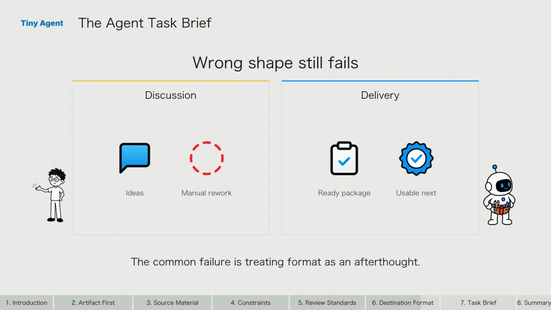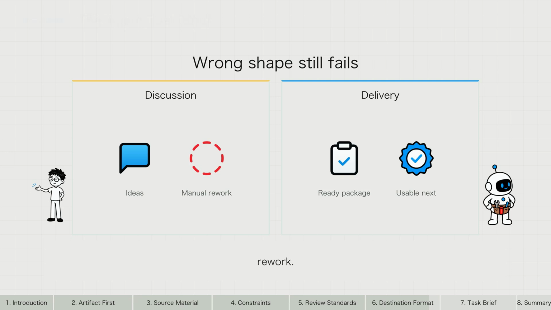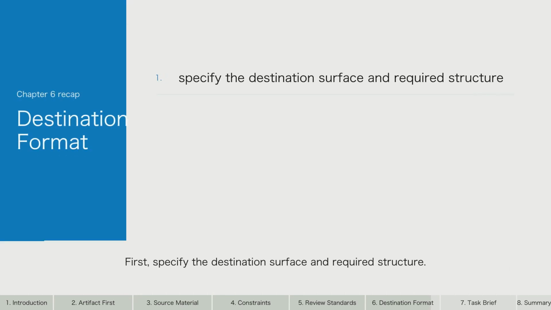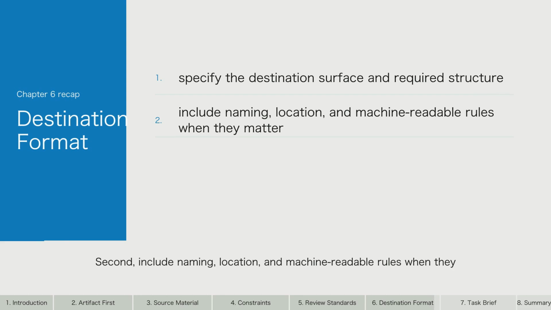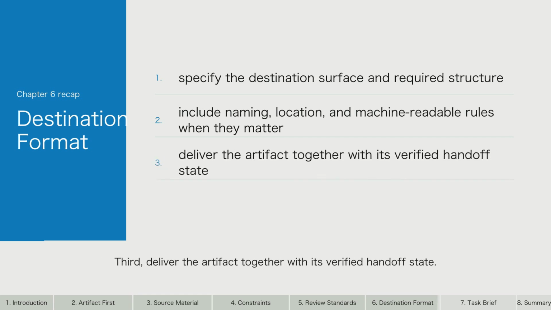The common failure is treating format as an afterthought. The agent solves the intellectual problem but returns a shape that cannot be published, imported, reviewed, or resumed without substantial rework. First, specify the destination surface and required structure. Second, include naming, location, and machine-readable rules when they matter. Third, deliver the artifact together with its verified handoff state.